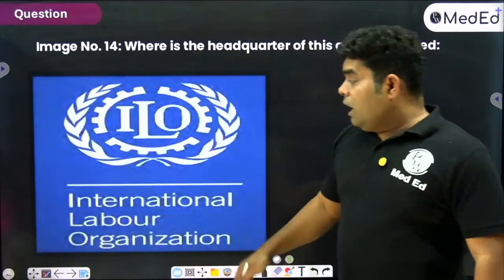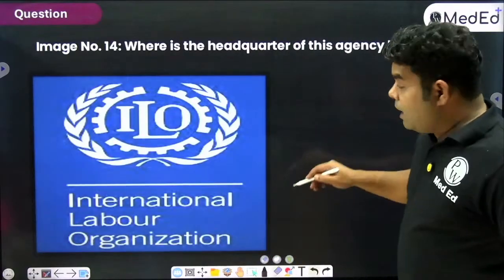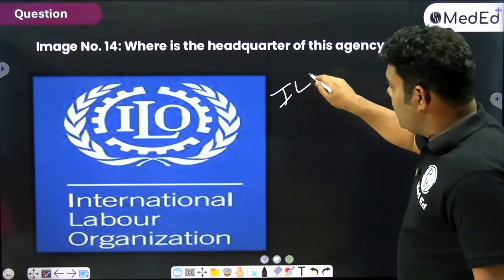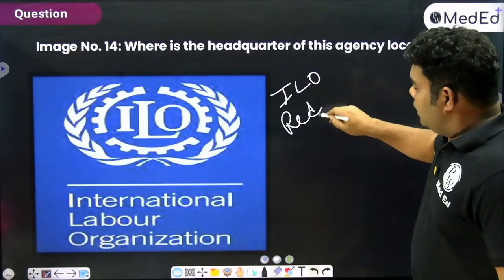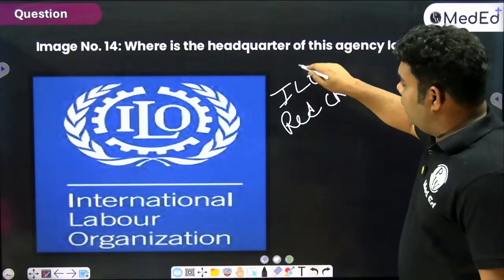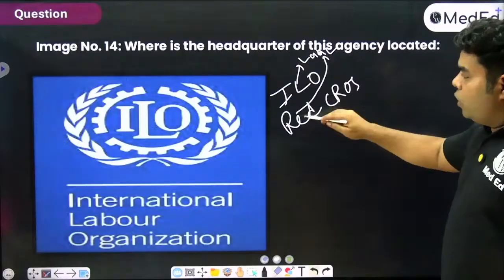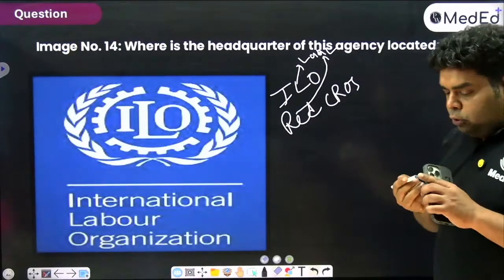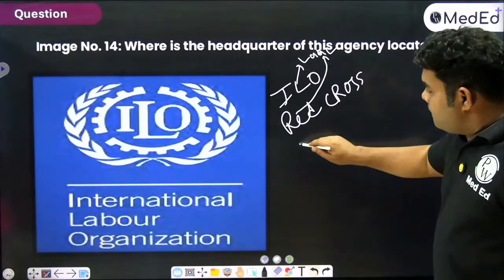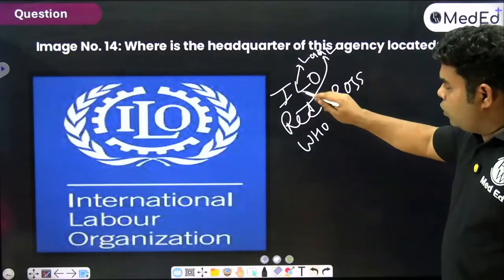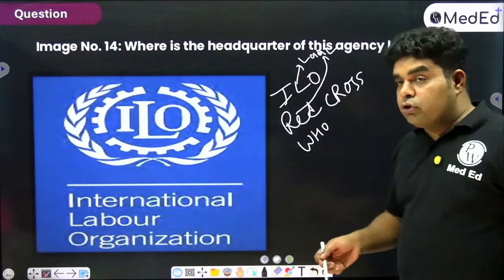Then ILO. So it's International Labour Organization, not Love Organization. And in ILO, L also stands for Lal, and Lal is a Hindi word for red. So ILO and Red Cross will be together because they both are Lal Lal. Then we might not know their headquarter, but we know where the WHO headquarter is, Geneva.